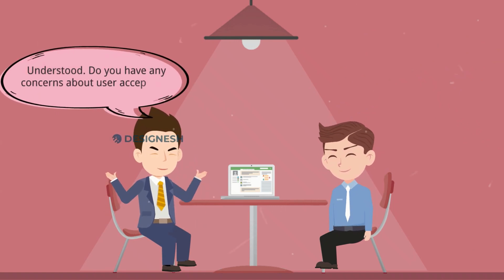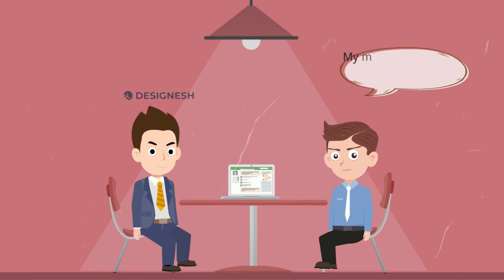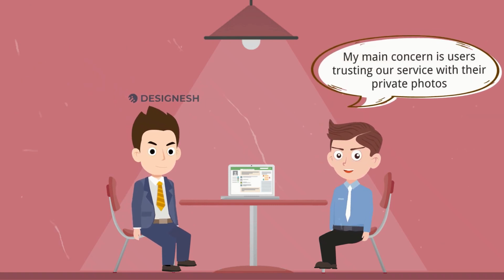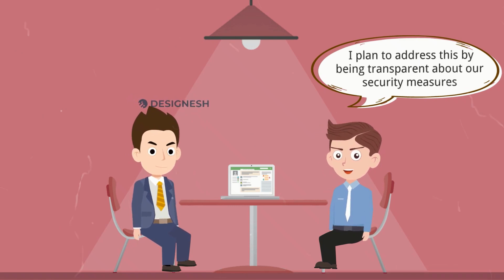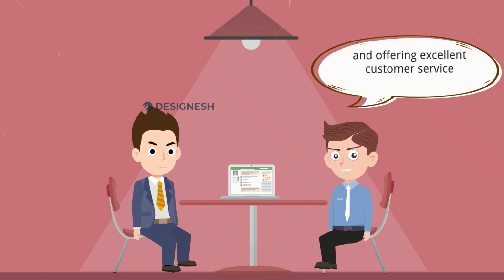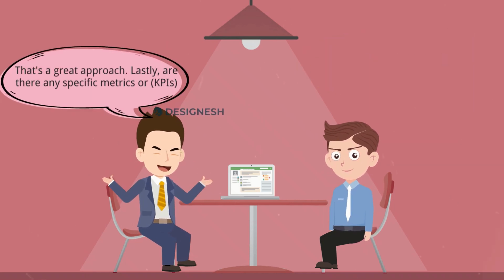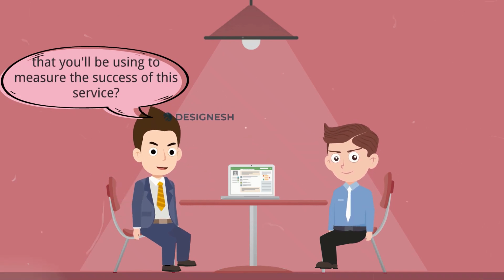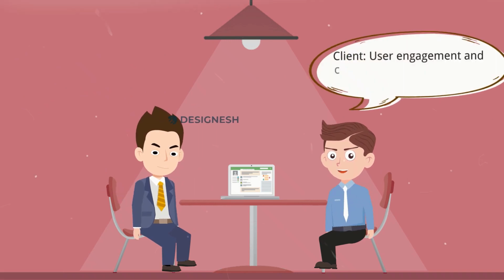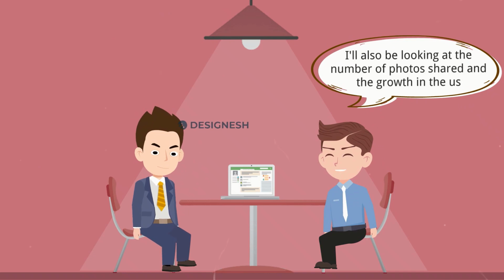Understood. Do you have any concerns about user acceptance? How do you plan to address those concerns? My main concern is trusting our service with their private photos. I plan to address this by being transparent about our security measures and offering excellent customer service. That's a great approach. Lastly, are there any specific metrics or KPIs that you will be using to measure the success of the service? User engagement and customer satisfaction will be key metrics. I will also be looking at the number of photos shared and the growth in the user base.